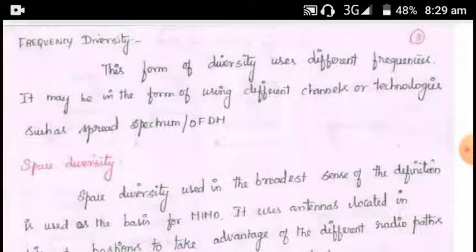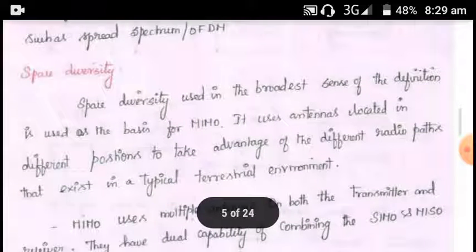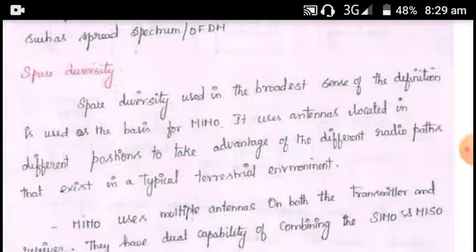In the above one, time diversity is using different time slots. In the next, frequency diversity, they are using different frequencies. Okay, then space diversity, it is mainly used in the broadcast sense of the definition, and is used as the basis for MIMO.